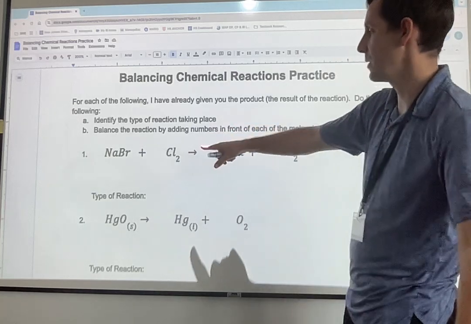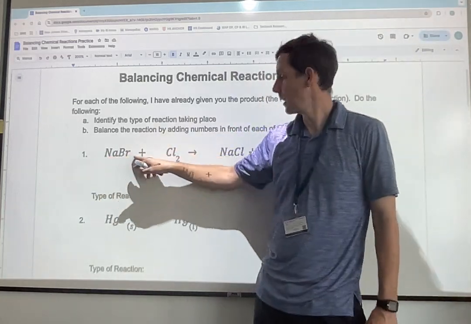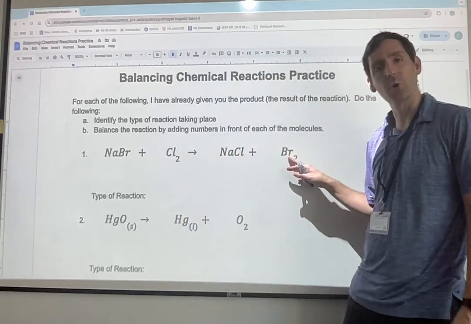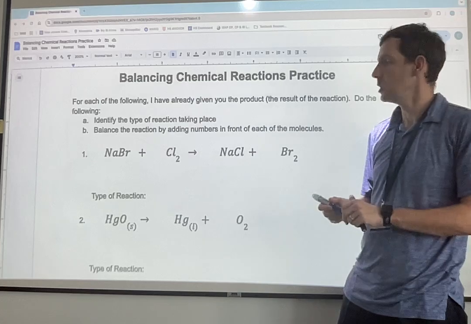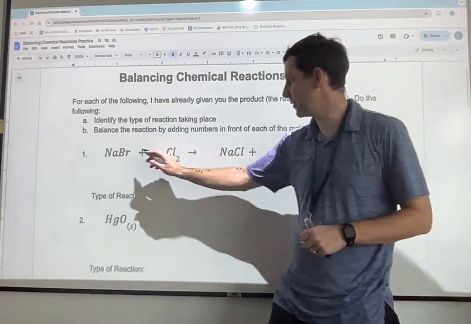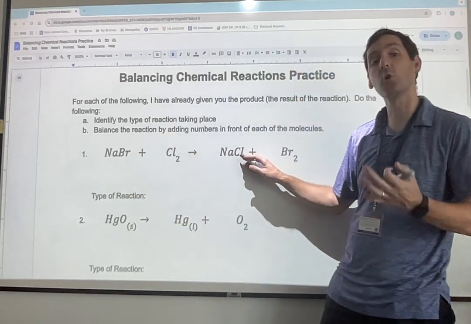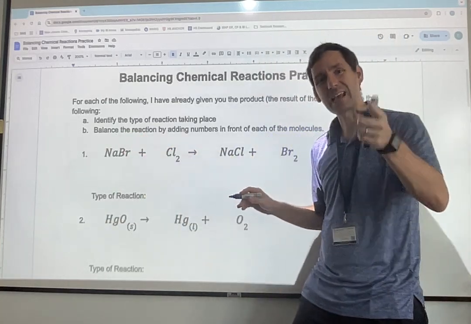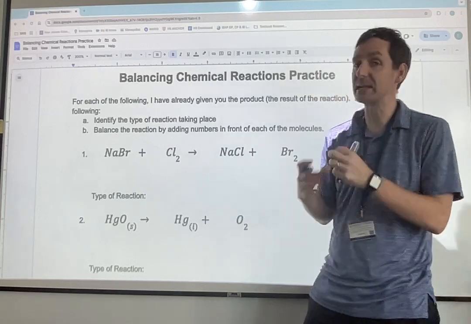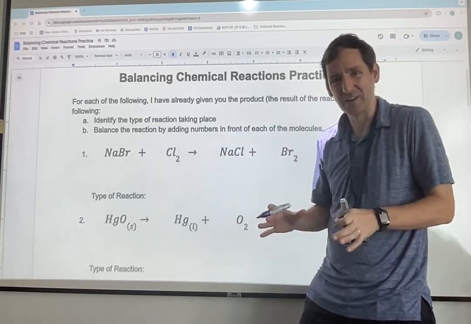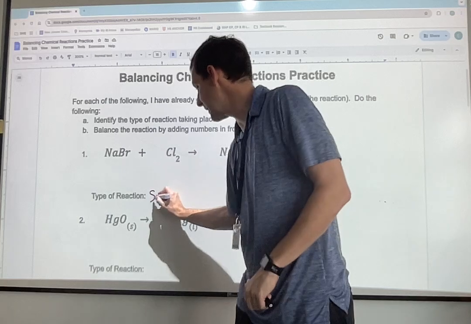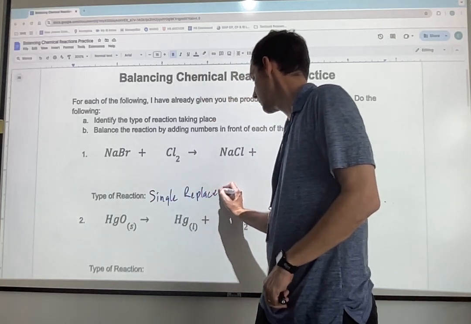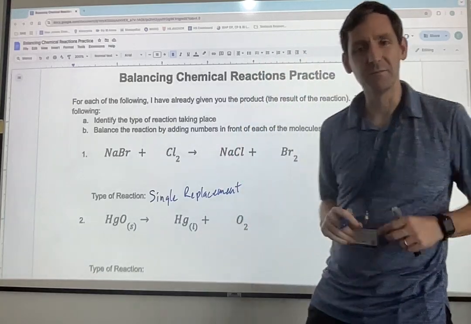So the first one, we have sodium bromide and chlorine, which is turning into sodium chloride and bromine, okay? So what we see is that the bromine has been replaced by the chlorine, right? Those two have just flip-flopped. That is a single replacement or a single displacement reaction, okay? So what's the type? It is a single replacement. There we go. First one done.